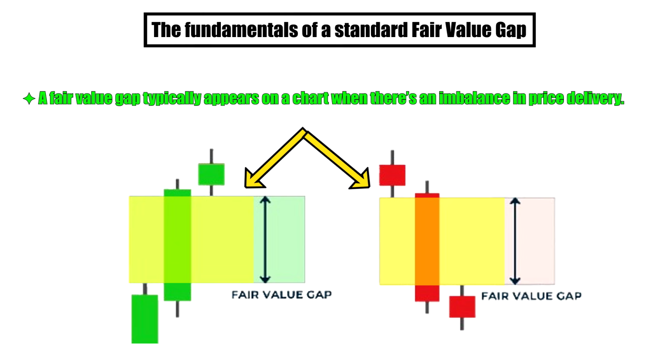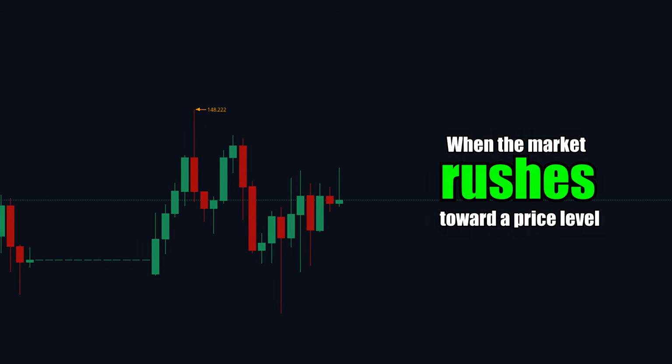These gaps usually show up in a sequence of 3 candles. The key visual clue is this: the wicks of the candles before and after the middle one don't fully overlap its body. That gap, the space between those wicks, centered on the middle candle, is what we call the fair value gap zone.